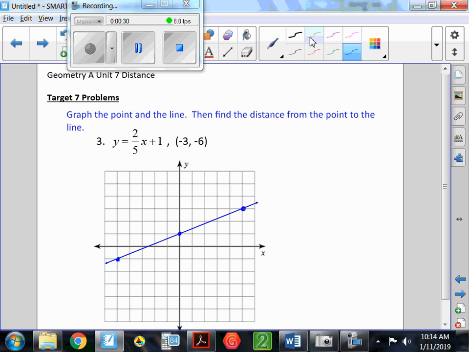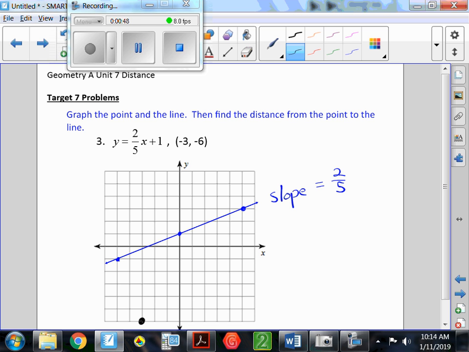My line has a slope of 2/5. Whenever I'm finding the distance from a point to a line, I need to make sure I know the slope of the line that I'm given. The point is at -3, -6, bottom left of the graph.